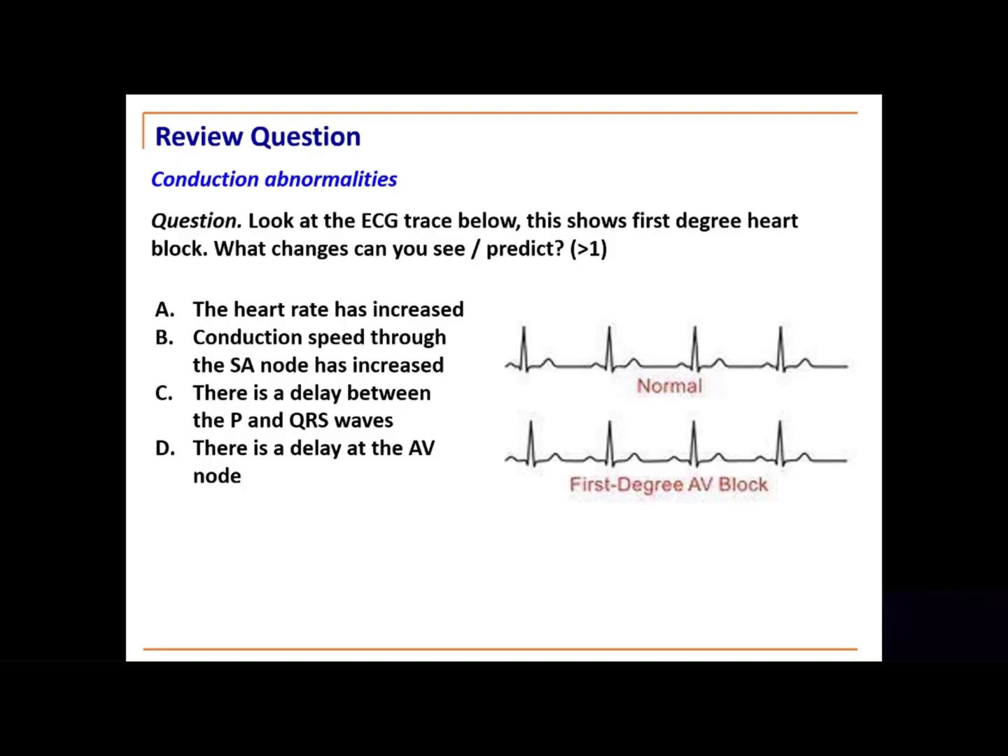Okay, so everything looks reasonably normal, but there is a delay between the P wave and the QRS complexes, and therefore the delay is at the AV node, hence the AV block.